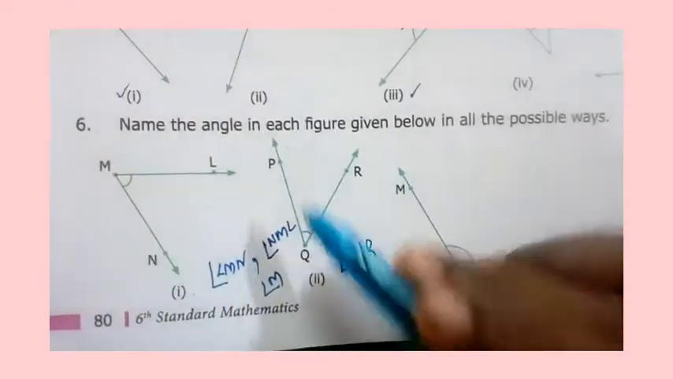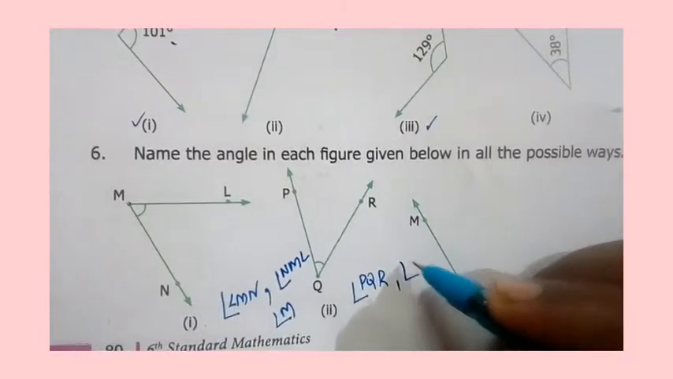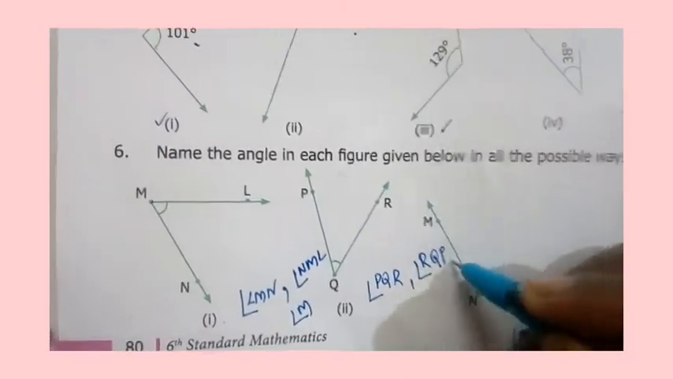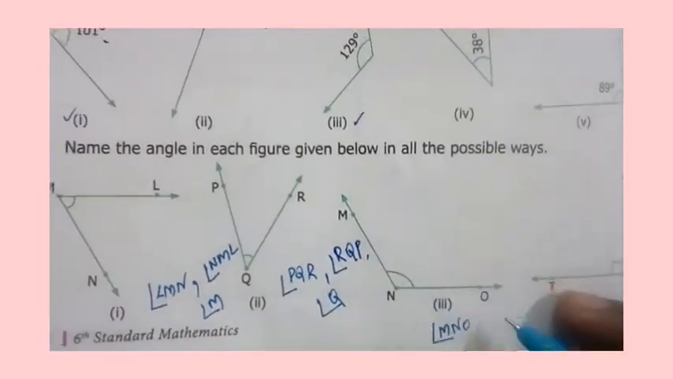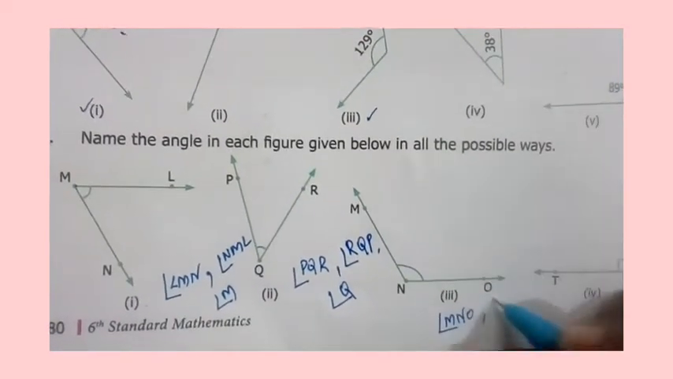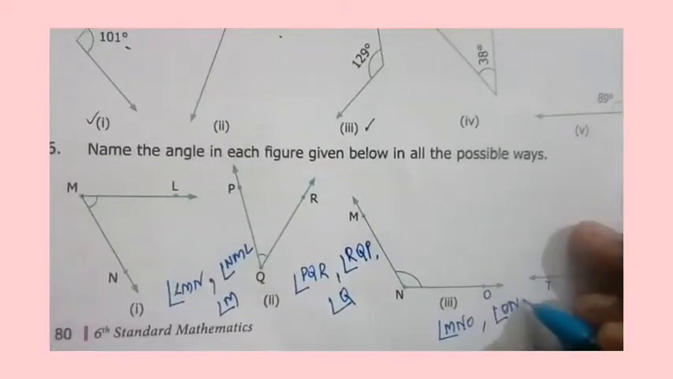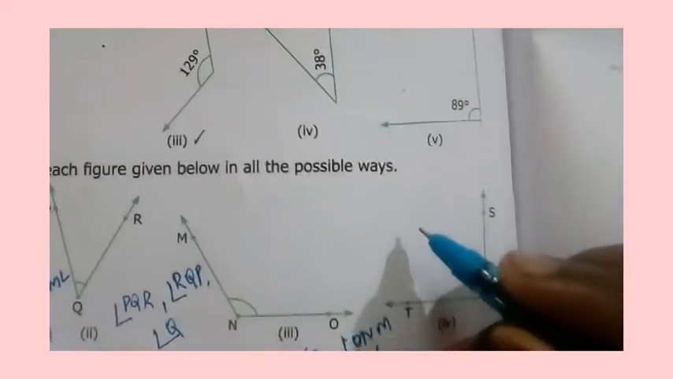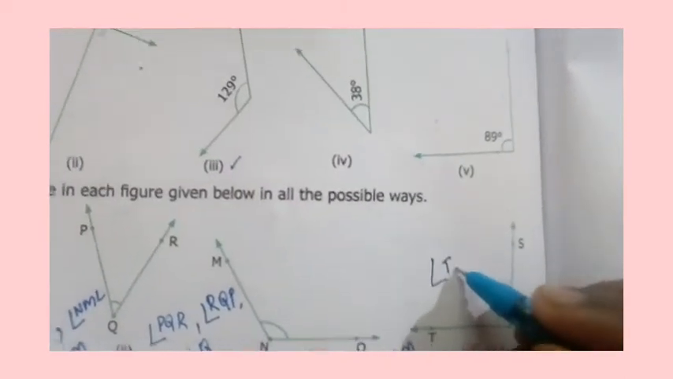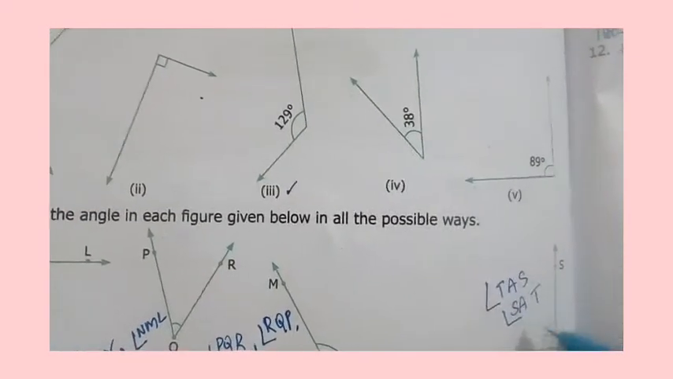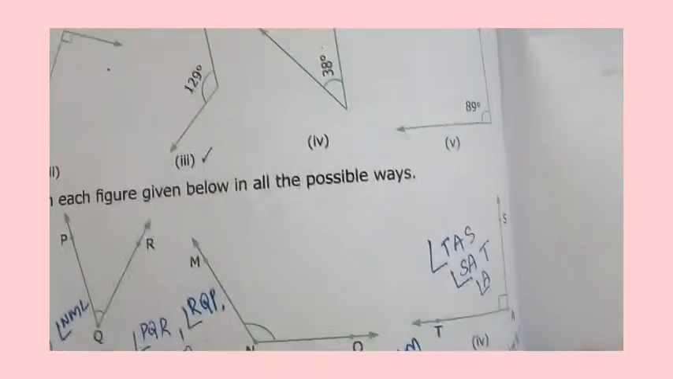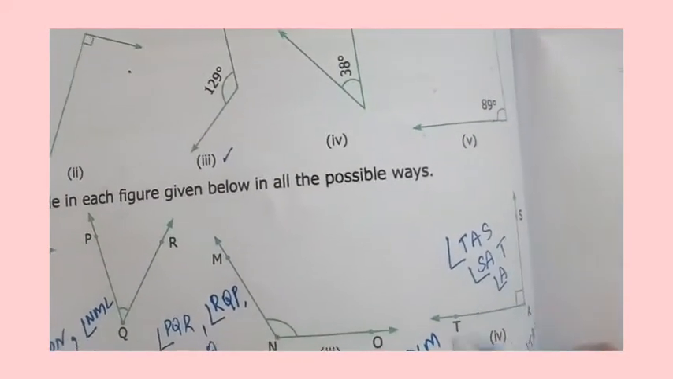For this one, PQR. Another name: RQP, or angle Q. For this one, MNO, with the vertex in the middle: angle MNO, or angle ONM, or angle N. The last one, I will write here: angle TAS, or angle SAT, or angle A.